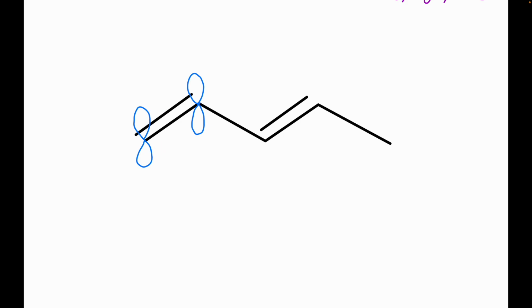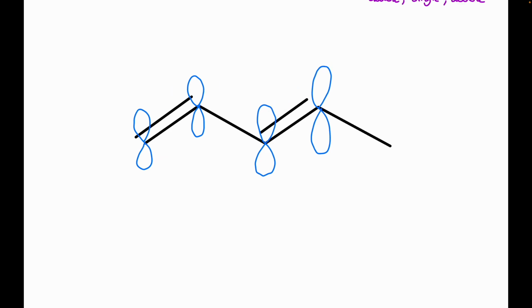All right? But since I got two of them right next to one another, that means that this carbon also has that p orbital. And this carbon also has that p orbital. And what we're going to see is electrons are going to spread themselves out into all positions here, right? So instead of having one pair of electrons living here and the other pair living here, they're both going to spread themselves out all across that network of conjugated p orbitals.